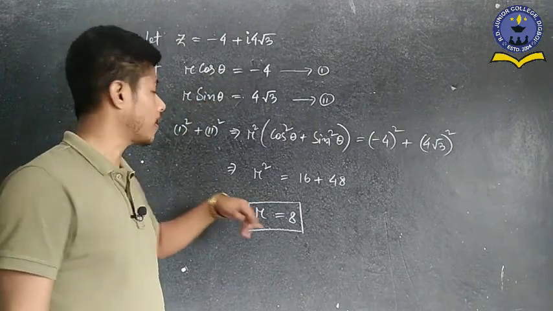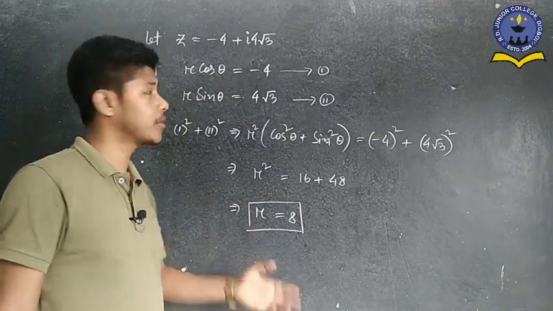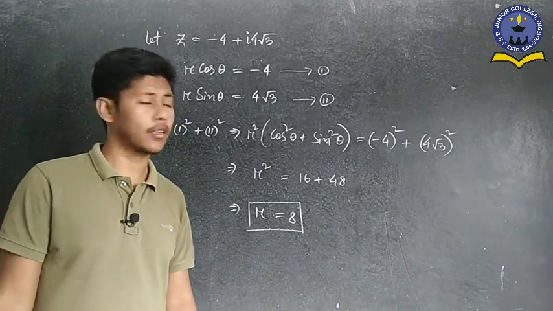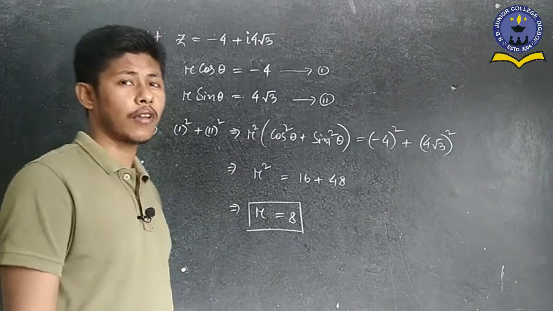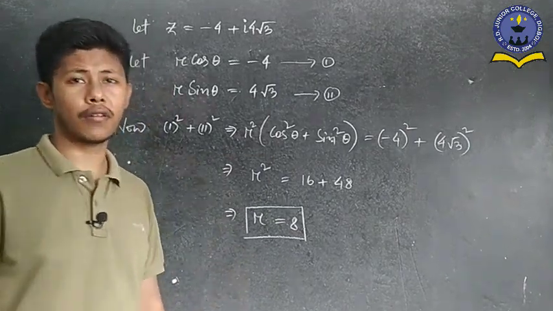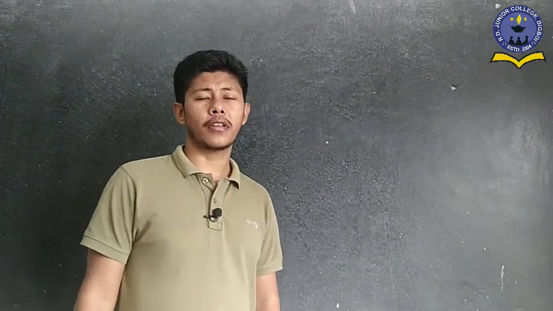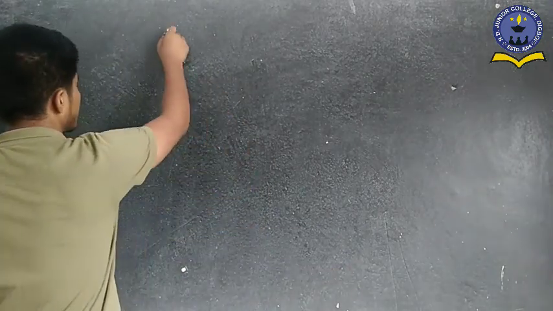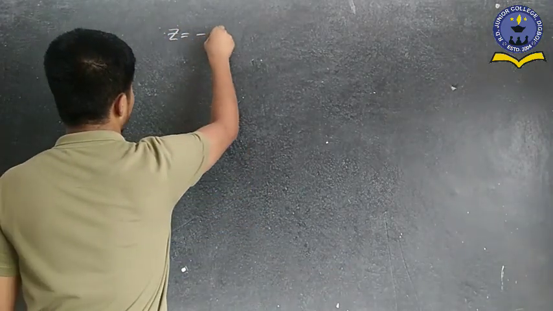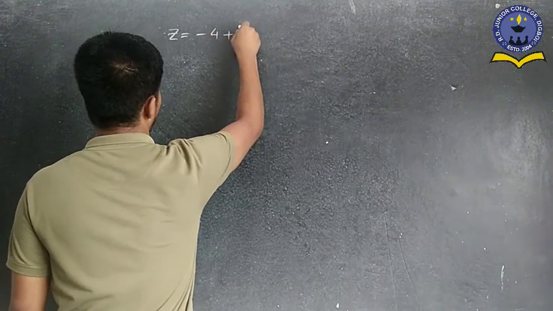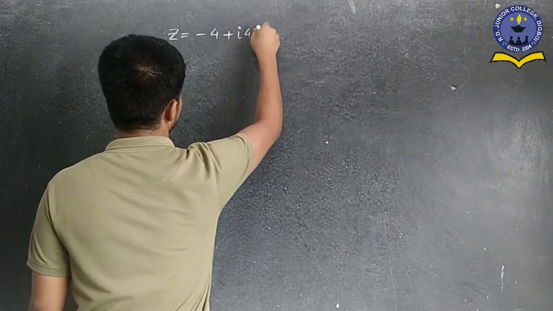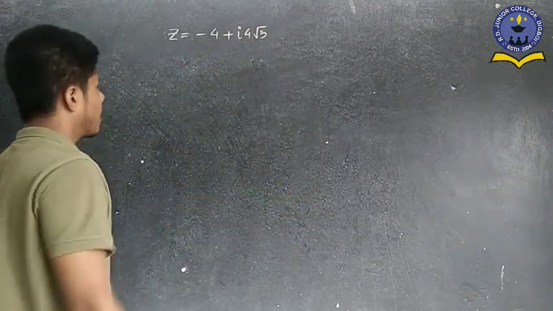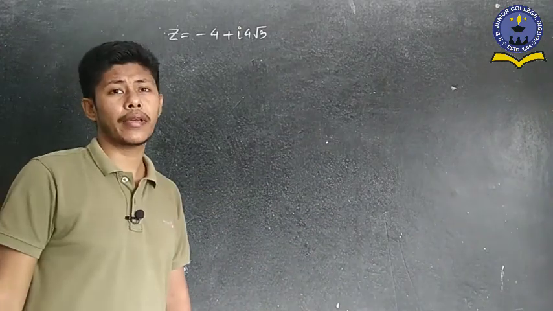So we have to find out the theta. R means the modulus of z, theta means the argument of z, isn't it? So next we have to find out the value of theta. Now let's see how we can find this. In case of theta, first of all, we have to identify where the angle lies. The complex number is given z equal to -4 plus i 4 root 3. After converting this into a plus ib form, we get this result.